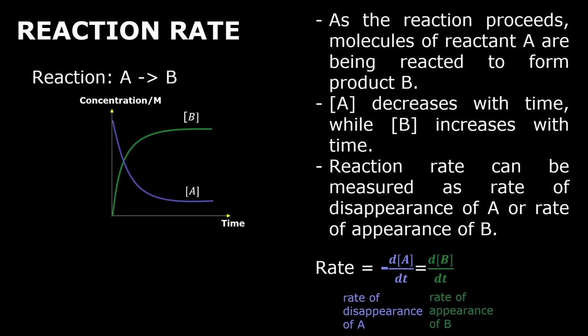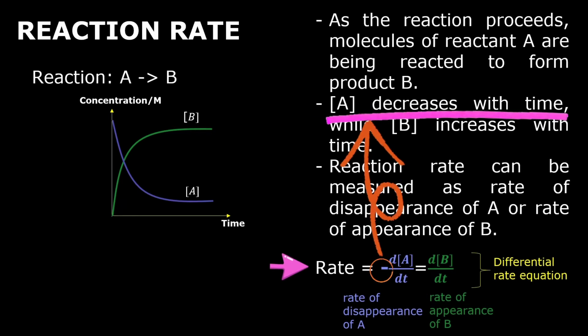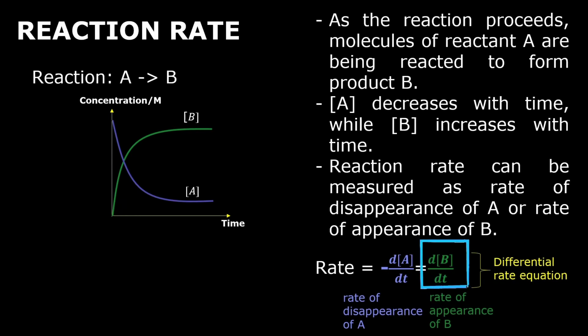The reaction rate written in the form of the rate of disappearance of reagent A and also the rate of appearance of product B is what we call the differential rate equation. When writing the rate of disappearance of reagent A, there is a negative sign in front to show that for a reactant, the concentration of reagent decreases with time as the reaction proceeds. While for the rate of appearance of product B, it is a positive term because as the reaction proceeds, product B is being produced and therefore the concentration of product B increases with time as the reaction proceeds.